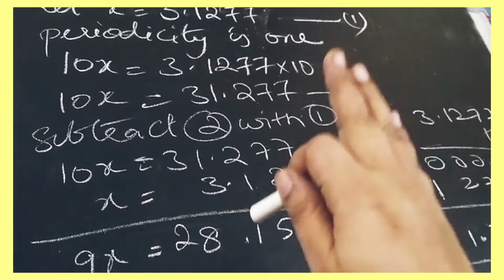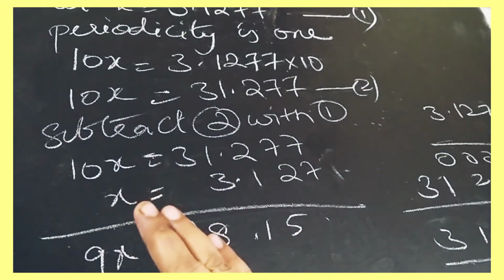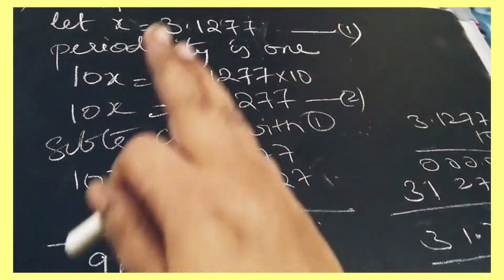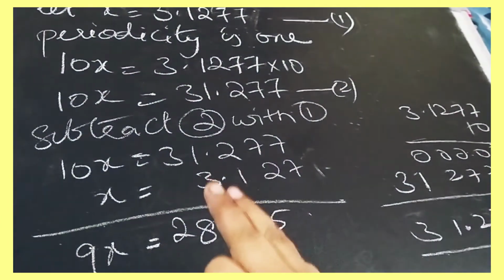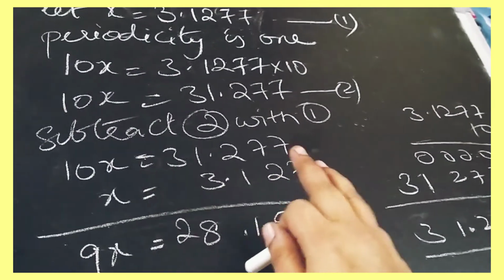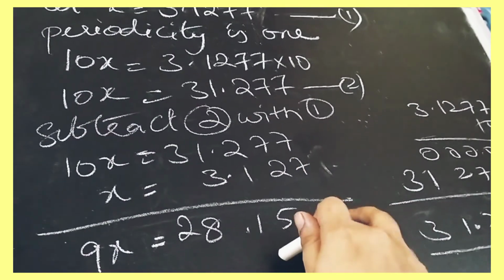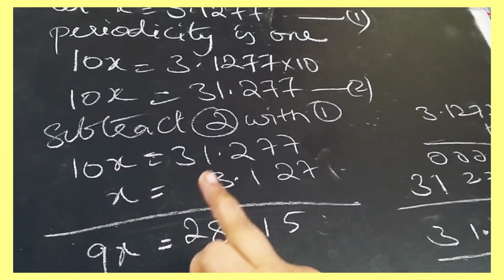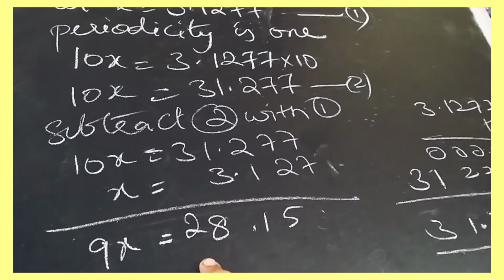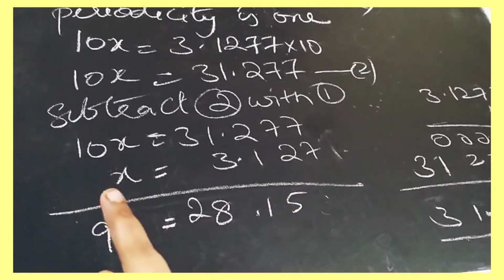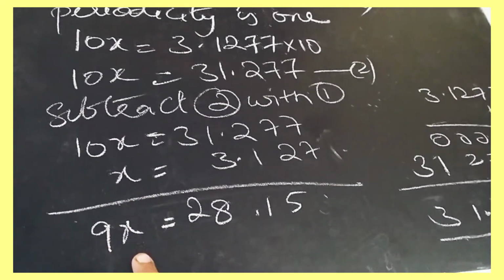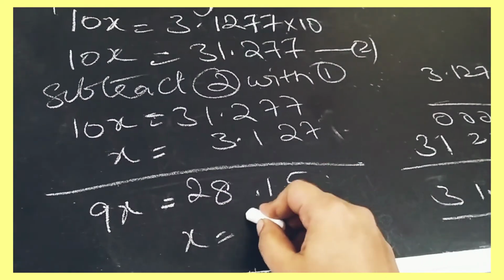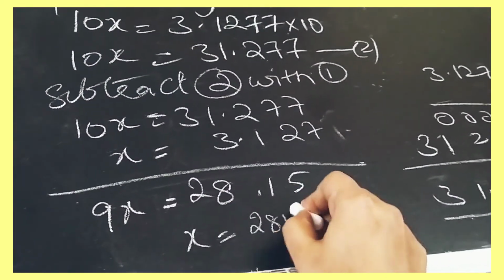Now subtract 2 with 1. 10x is equal to 31.277. x is equal to 3.127. I am taking here only 3.127. Now 7 minus 7 is 0, no need to take this. 7 minus 2 is 5, 2 minus 1 is 1. Here 31 minus 3 is 28. So here 10x minus x is 9x. So what you have to do here, x is equal to 28.15, meaning 2815 you have to write.